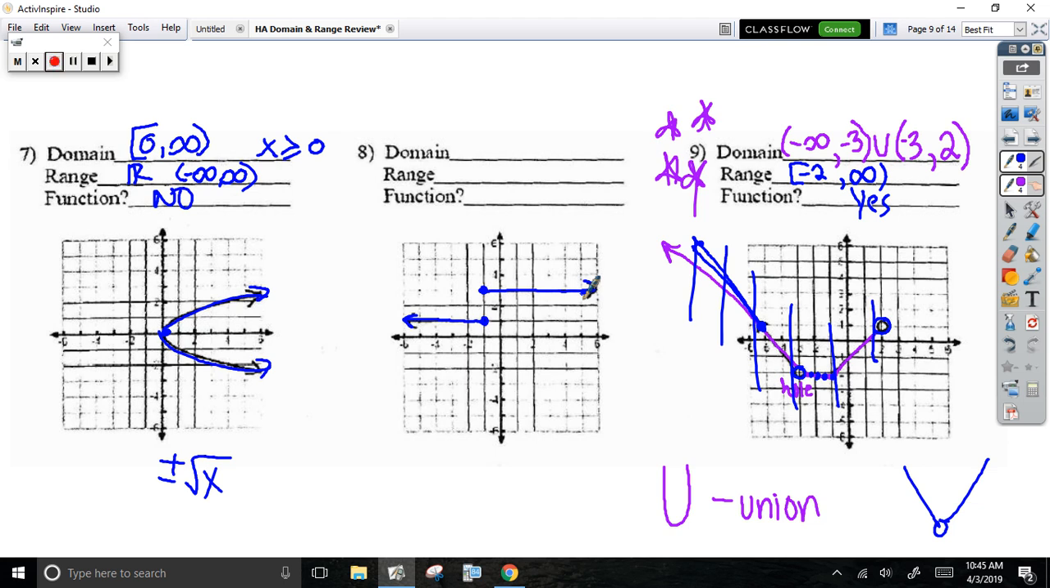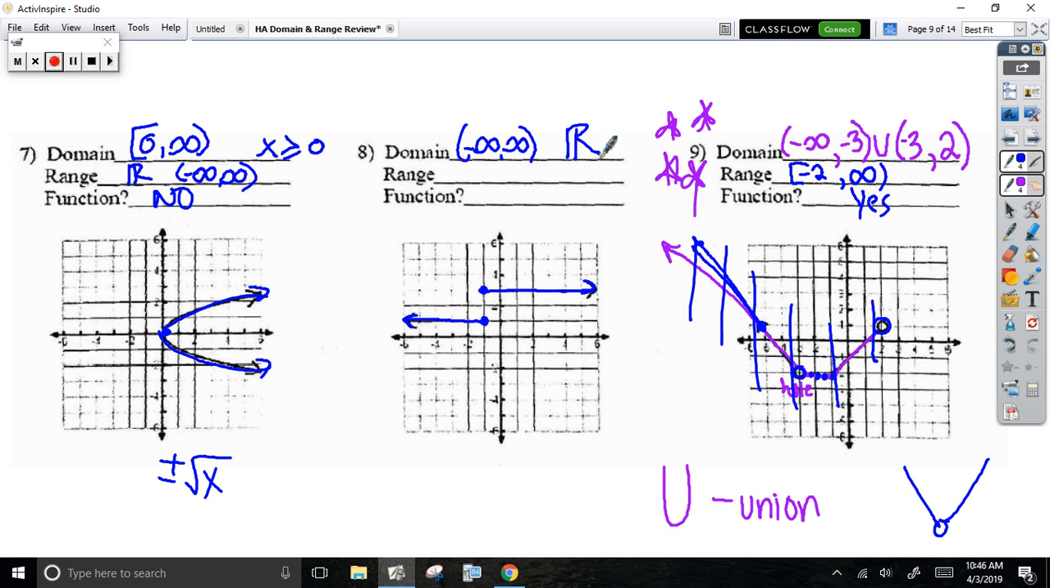So what do we think about the domain? How far left? How far right? Nick? Negative infinity to infinity. Okay, it goes left forever. It comes to negative 1 and stops, but then it picks right back up at negative 1 up here and continues on. Or all real numbers if you prefer.